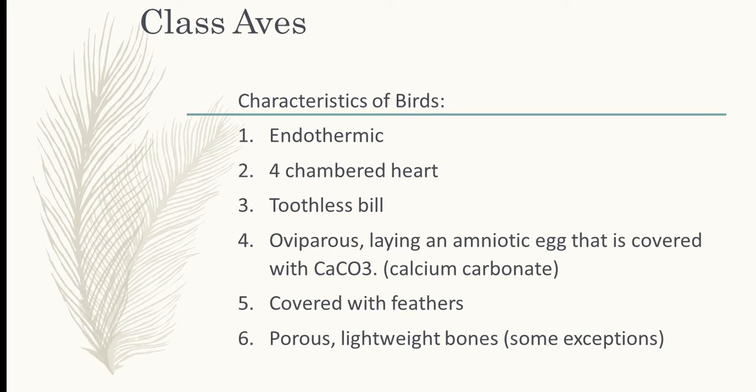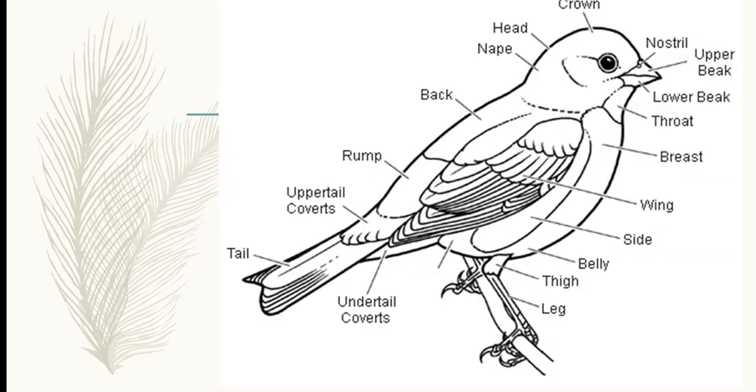And they have porous, lightweight bones. There are also some exceptions on this. Some of our flightless birds that we'll be talking about in this lecture do have dense bones. All right, they're the ones that don't fly. Notice how flight is not part of the characteristics. That's because there's a good portion of birds out there that does not fly. All right, they're flightless birds, and we will get to those in time.